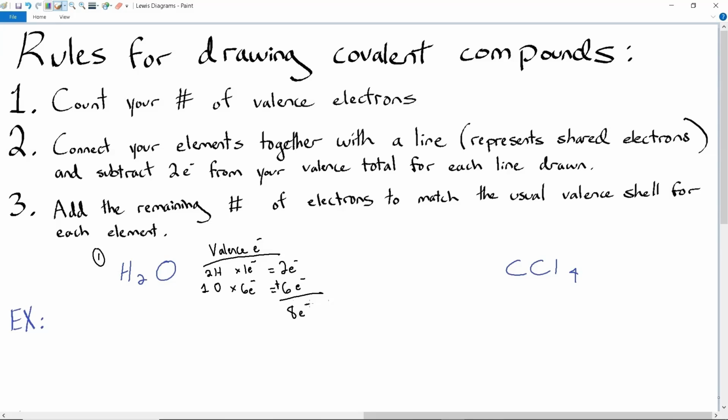Rule number 2 is connect your elements together with a line, which will represent the shared electrons, and subtract 2 electrons from your valence total for each line drawn. Okay, now it's time to draw our diagrams. Do we have 2 hydrogen atoms and 1 oxygen? That tells me that oxygen is going to be our central atom, meaning that hydrogens are kind of bonded around oxygen.